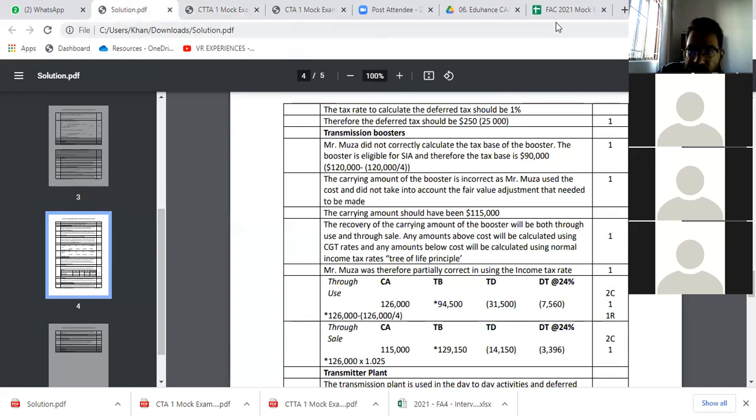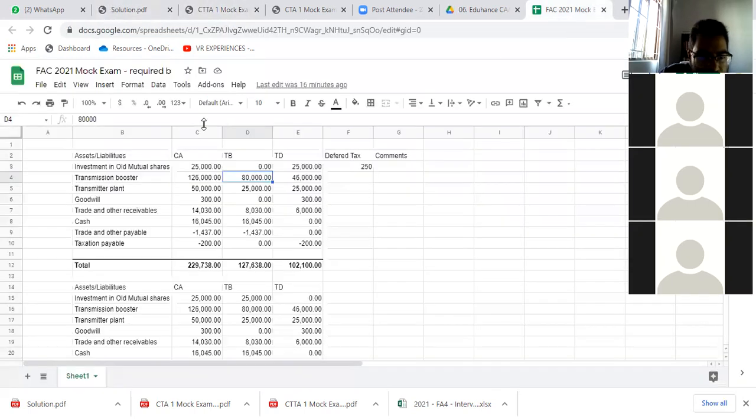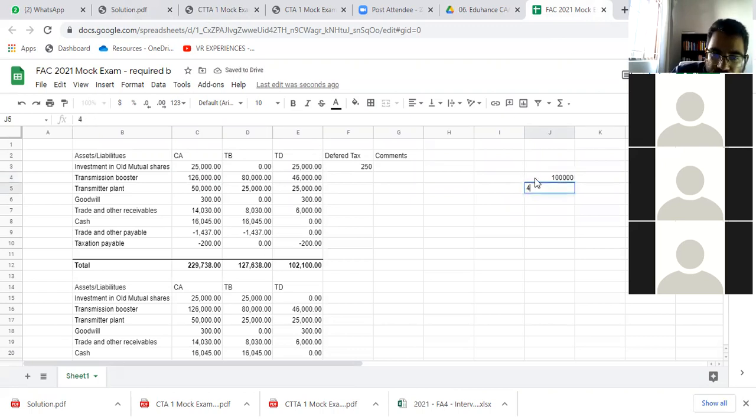So I was going to see what Musa did quickly. Musa did 126 for the land, and then the booster of 80,000. So he should have said 100,000 divided by 4 years, which will give us 25. So shouldn't our figure have been 75,000? That's what I would have thought. Oh, yes, that's correct.